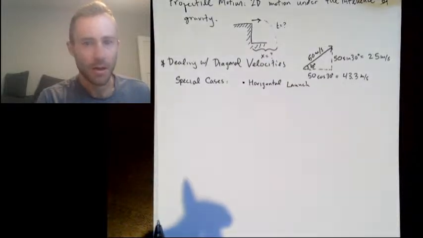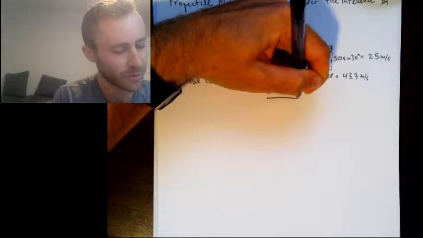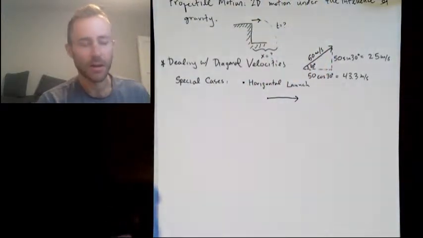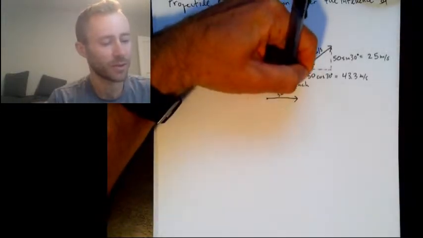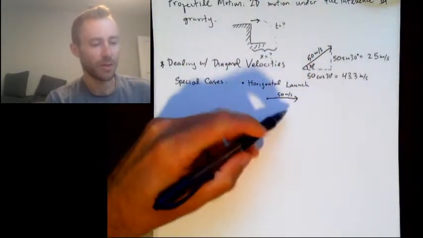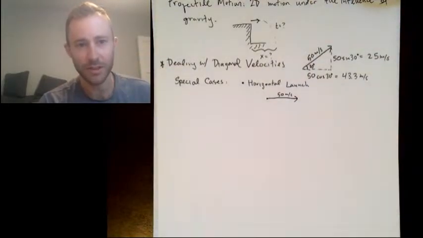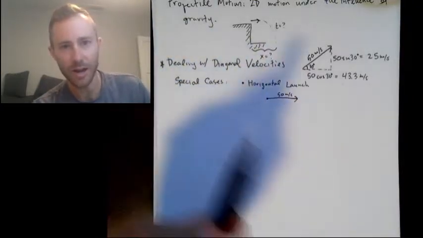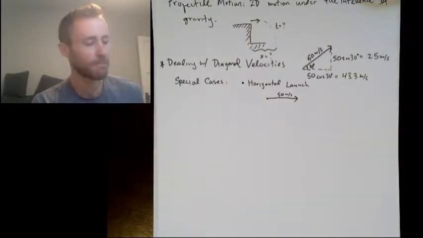Okay. So if the angle of launch is 0 degrees, it looks like this. So that has, so maybe 50 meters per second like that. And if we think about that, the vertical part of that velocity is 0, and the horizontal part is 50. Okay, so this is a velocity that is entirely horizontal and none of it is vertical.